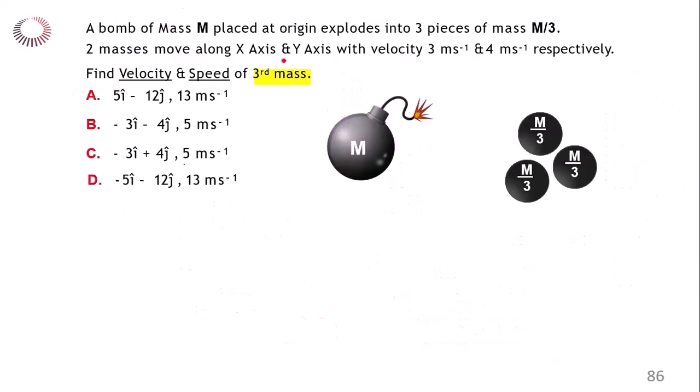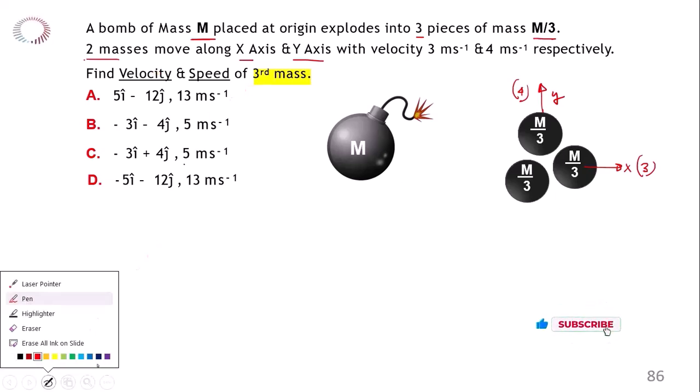Now let us say there is the explosion of a bomb. A bomb of mass capital M is placed at the origin and explodes into three pieces, each of mass M by 3. Out of these three masses, one is moving along the x-axis with a velocity of 3 meter per second, and another is moving along the y-axis with a velocity of 4 meter per second. Now you are asked to calculate the velocity and speed of the third mass.